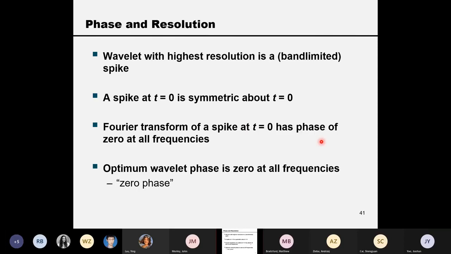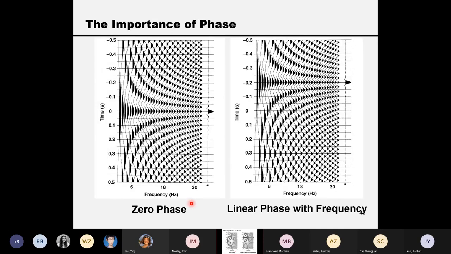So in data processing, one of the steps is to try to change your data from non-zero phase to zero phase. That means it is easier for you to do the geological interpretation. Sometimes it's called phase deconvolution. So the optimal wavelet is zero phase. Let me show you why zero phase is good for resolution.